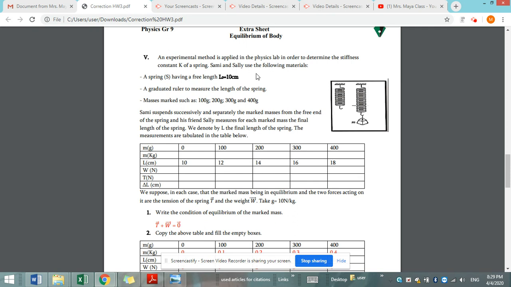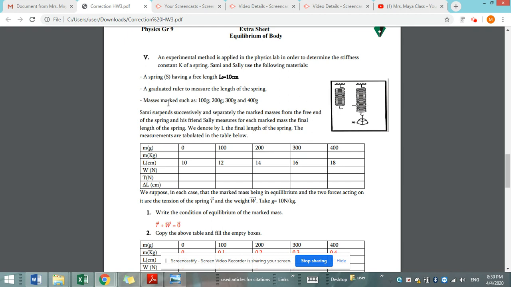Sammy and Sally use the following materials. A spring S having a free length L0 equal to 10 centimeters, meaning this is the initial length of the spring, its free length, L0 equal 10 centimeters. A graduated ruler to measure the length of the spring. We use the ruler in order to measure the length of the spring.